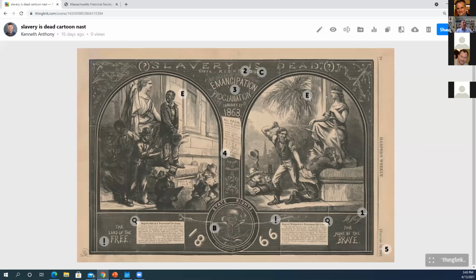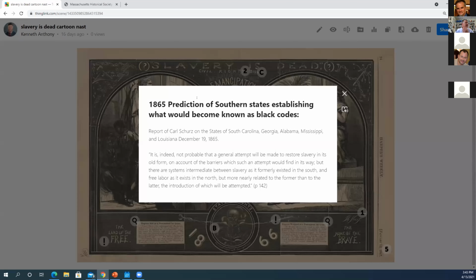And so what Thomas Nast is doing, he's trying to stop these things. And these are examples of those black codes. And so let's do some corroboration. Do we trust Thomas Nast? Is he a trustworthy person? So we'll go to, here it is, Carl Schurz, December 1865. He says, indeed, there's an attempt to restore slavery. He goes throughout the Confederacy, the Deep South, and says they're already trying to put slavery back in some type of system that's not free labor. Okay, they're trying to cheat the system again.